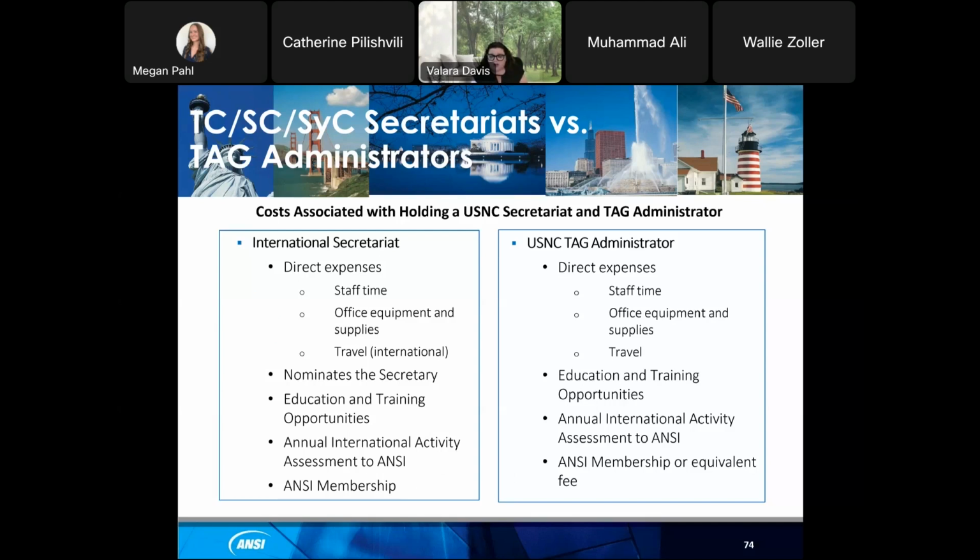But there are also opportunities, education and training opportunities. Annual international activity assessments are done, and there's ANSI membership required for the International Secretariat. As a USNC TAG administrator, there is also an ANSI membership or equivalent fee. So there are fees associated with holding some of these roles of a secretariat or TAG administrator within the USNC.